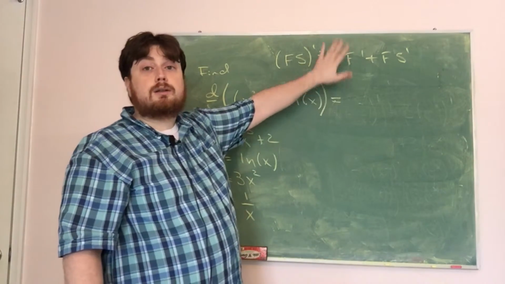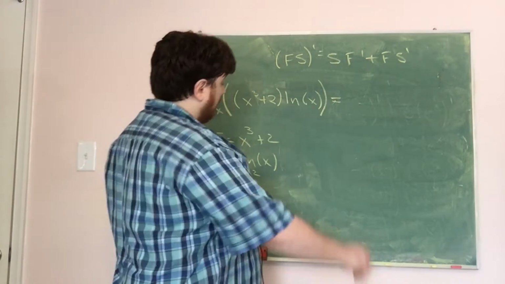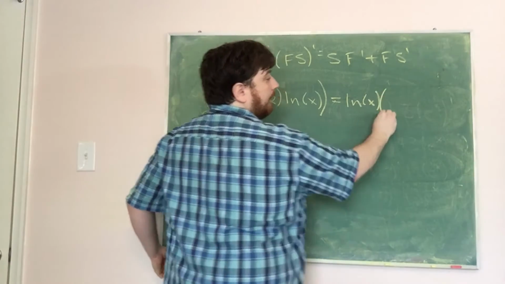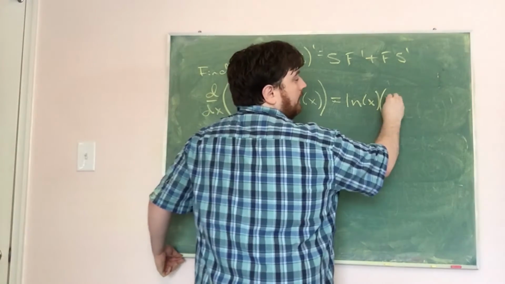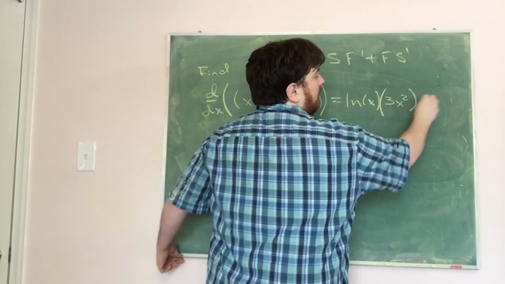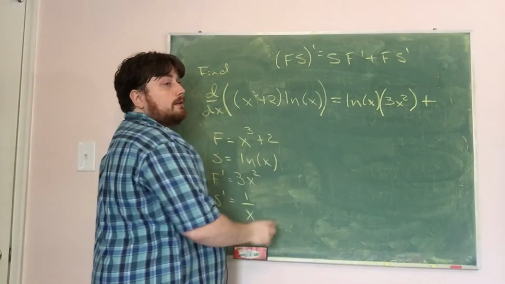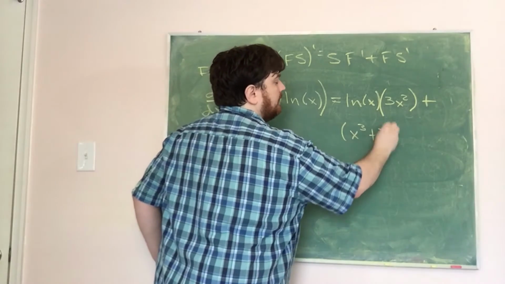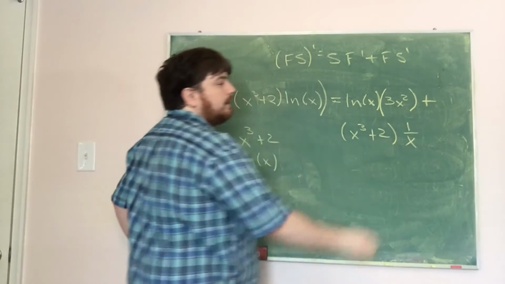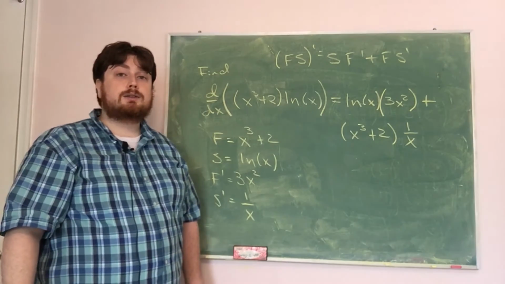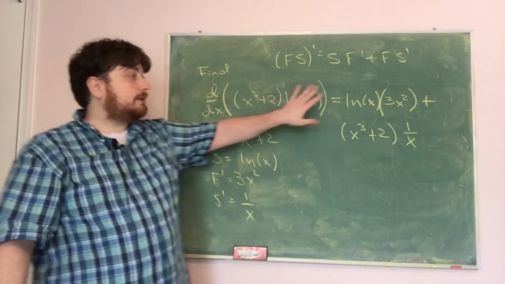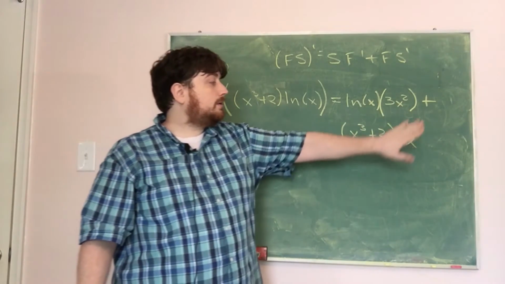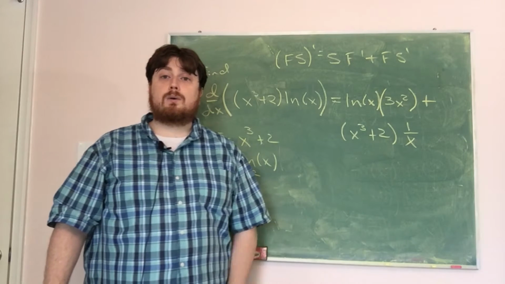What I need is second d first plus first d second. My second function is natural log of x. The derivative of the first is 3x squared, plus, and I'm going to put this down here because I ran out of room, the first is x cubed plus 2 times the derivative of the second, which is 1 over x. And so what I get is that the derivative of my function is just natural log of x times 3x squared plus x cubed plus 2 all times 1 over x.